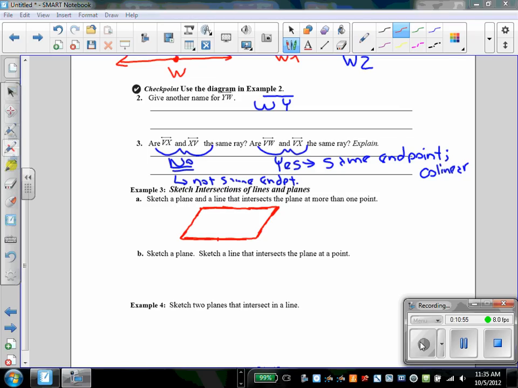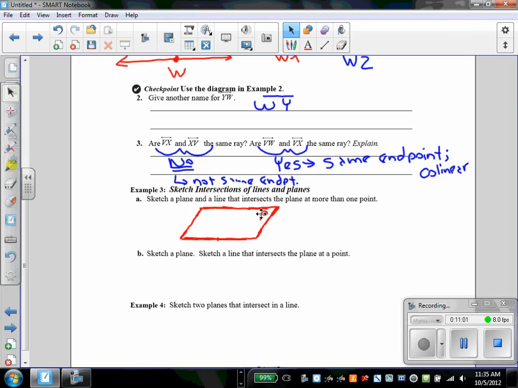Welcome back. So if you sketched a plane, I'm going to call this plane P, and you drew a line that intersects it at more than one point, what you're going to do is you're going to actually put that line right on that plane. So almost think about a piece of paper and then lay a pencil right on that piece of paper. There you have an example of a plane with a line right on it, and it's going to intersect here, here, here, here, here, an infinite number of points.